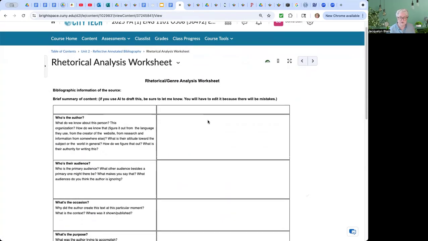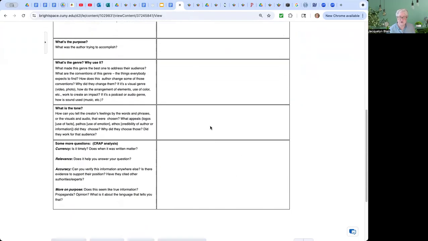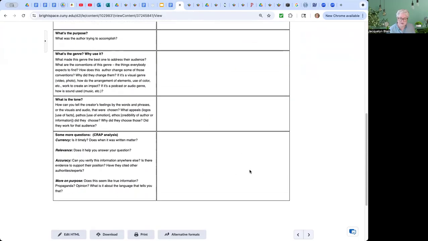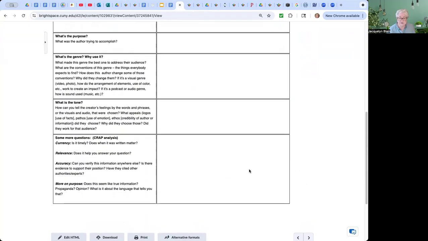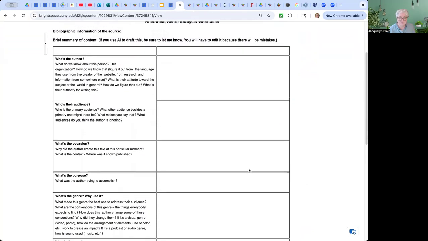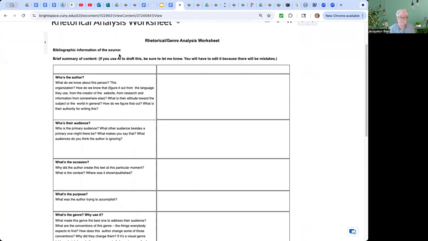Something you can use right here is this worksheet. Now you can download this. You do not have to fill it out and submit it, but you can certainly download it. So let me walk you through it. Here, you can put the URL. If you download it into your Google Drive or something, you can copy and paste the URL in there. The brief summary of content, you don't have to do that right now, at least not for this part, but you will when you get it written.